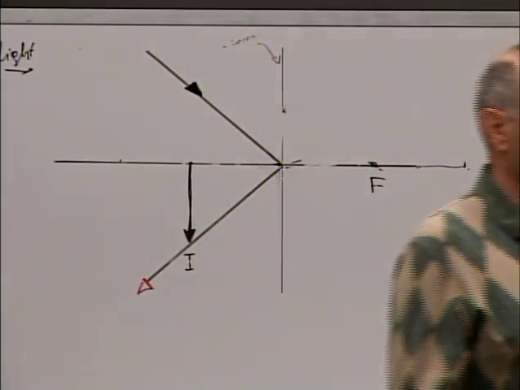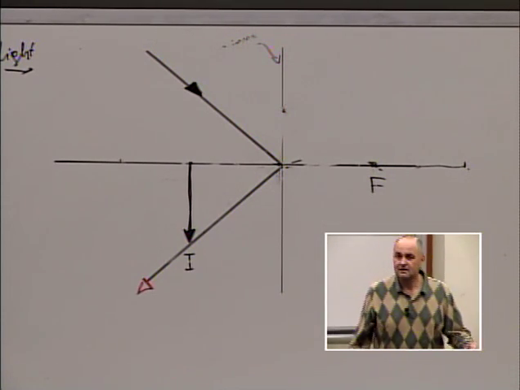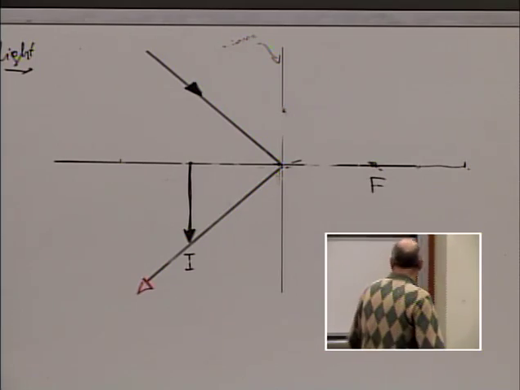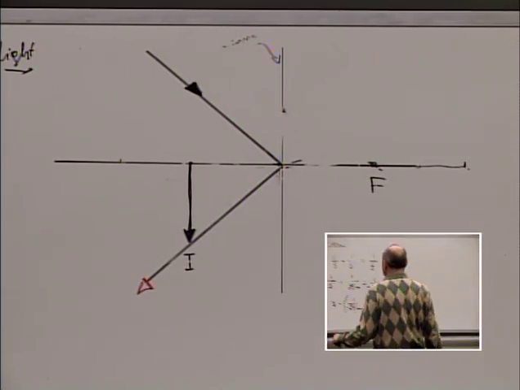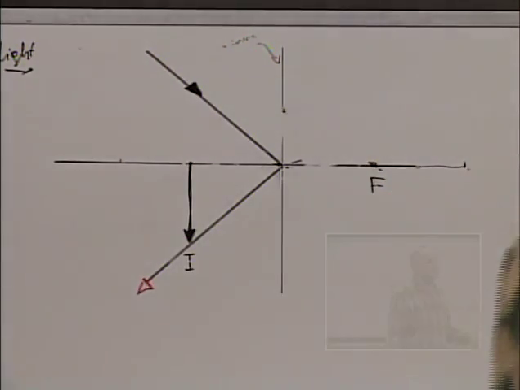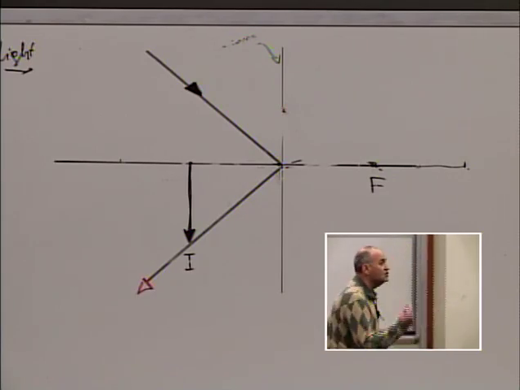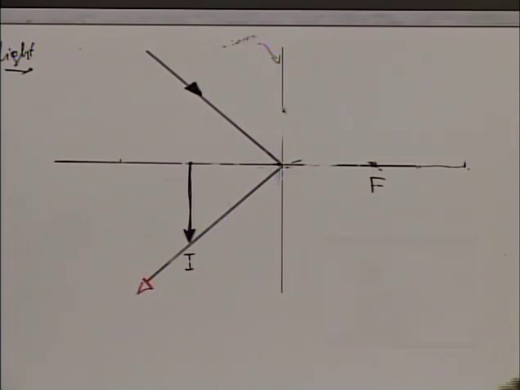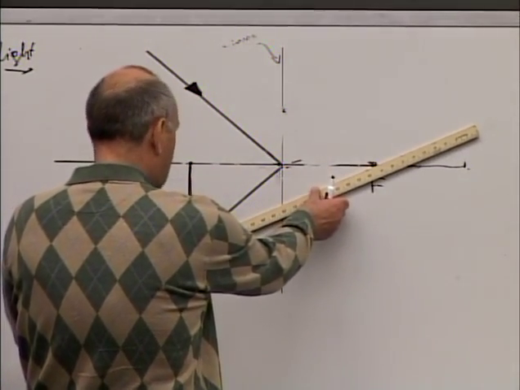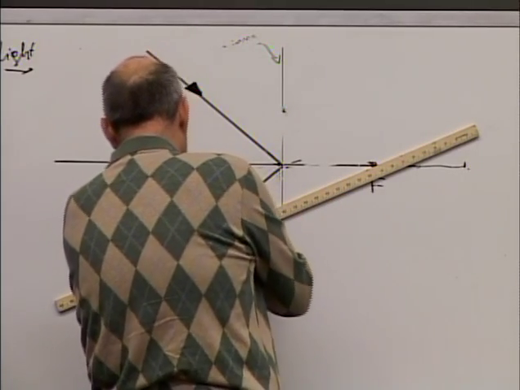Suggest me another ray. Focal ray, okay. Now, which focal ray? Object focal ray or image focal ray? Image focal ray, correct, because I still don't know where the object is. I cannot draw the object focal ray. However, I can draw the image focal ray.